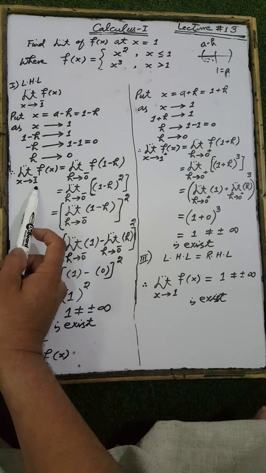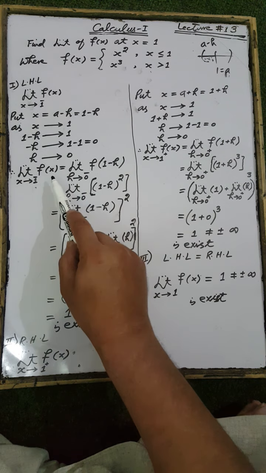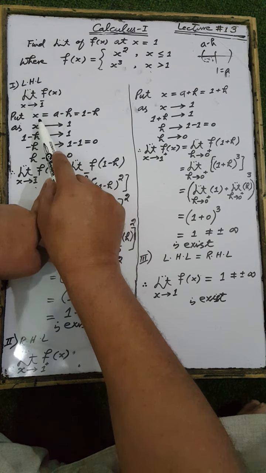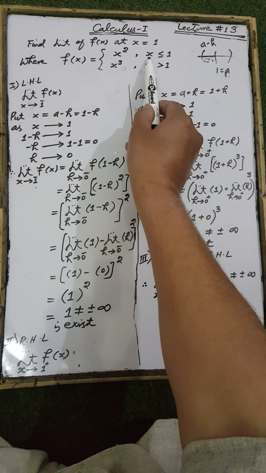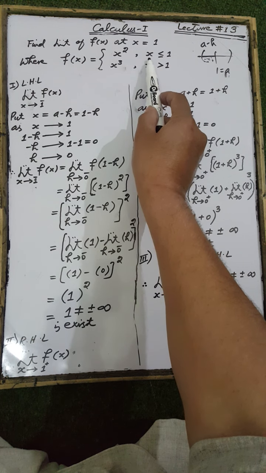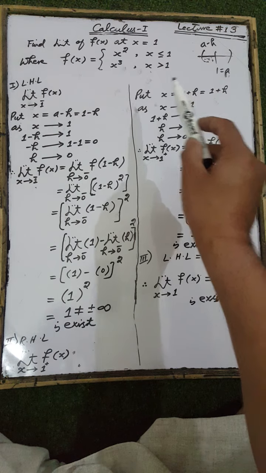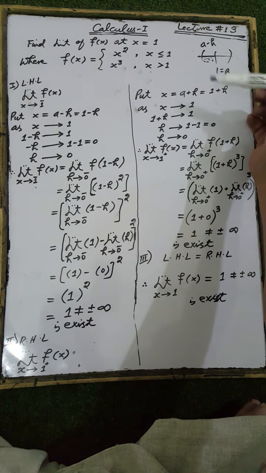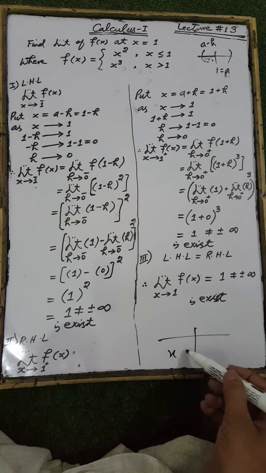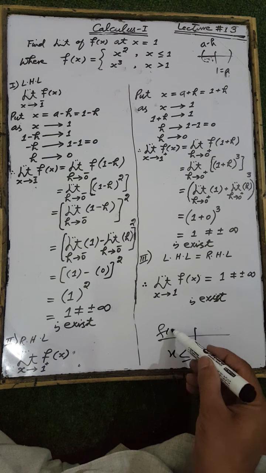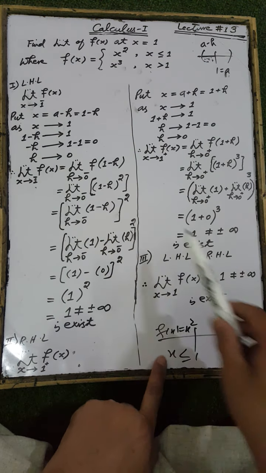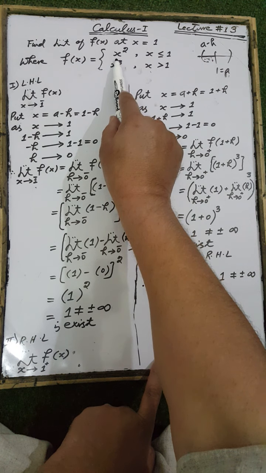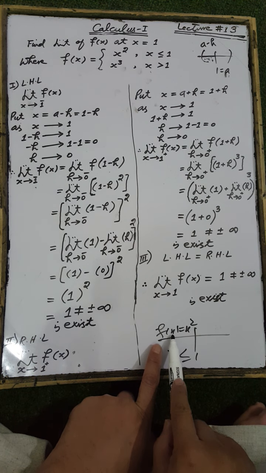Therefore, the limit of f of x when x tends to 1 through the left side is equal to the limit of f of 1 minus h. Replace x by 1 minus h, and as x tends to 1, h tends to 0. These points 1 minus h are the points of this interval. For this interval, when the values of x are less than 1, the value of the function f of x will be calculated from x square. Therefore, we substitute 1 minus h in x square, replacing x by 1 minus h.